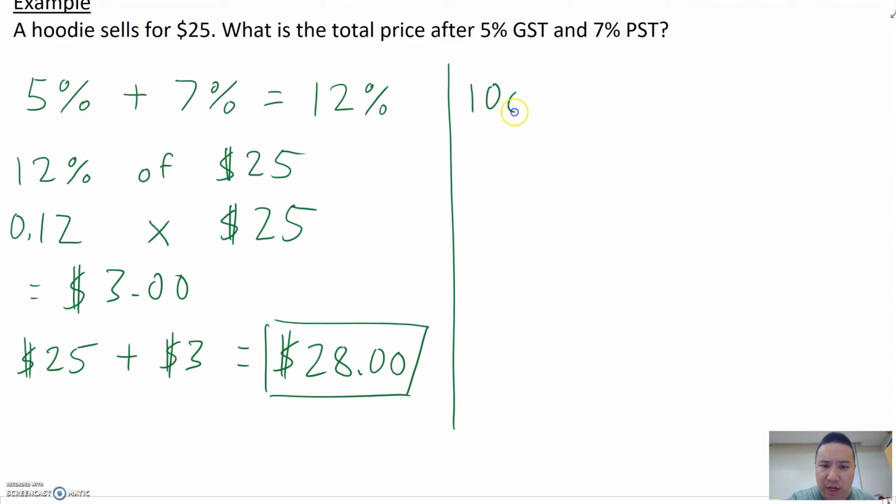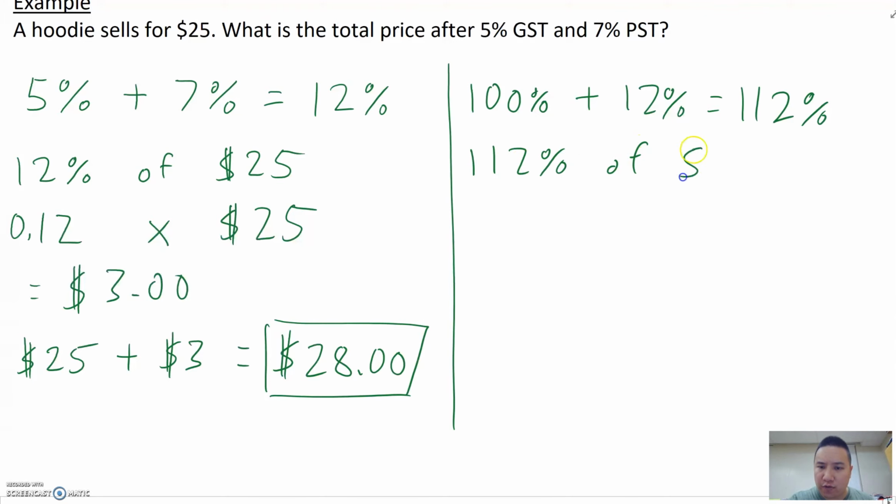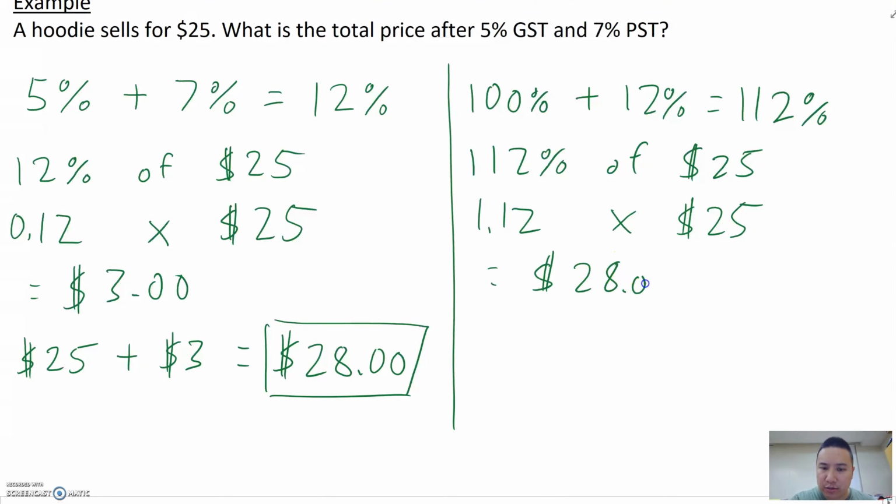So what I'm doing is I'm taking my 100%, which is the original price, I'm adding the 12% tax to it, which means I'm looking for 112% of this $25. So let's do that calculation. 112% of 25. This is, in decimal form, 1.12. Of means multiply. $25. 1.12 times 25 gets you $28. There you go. Nice and easy. Real simple.